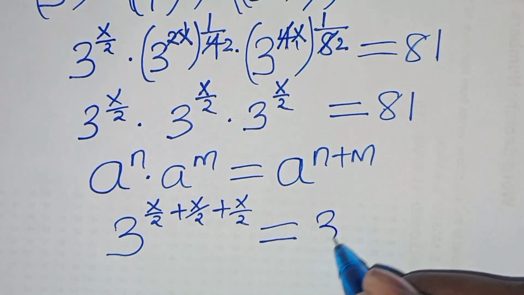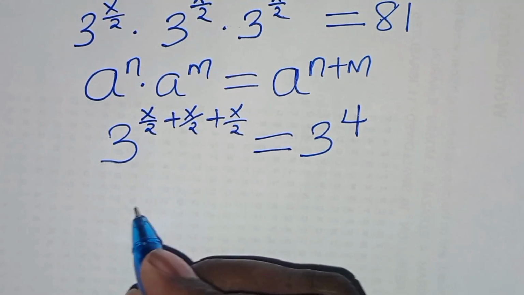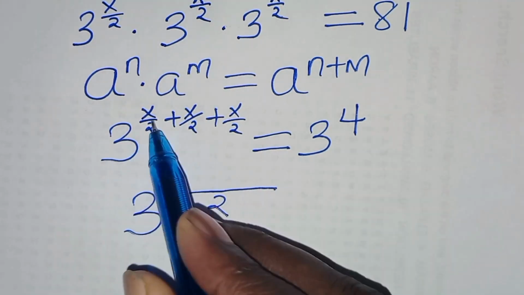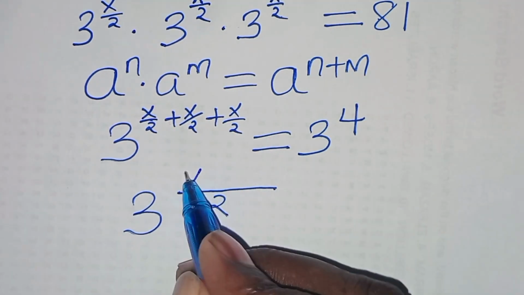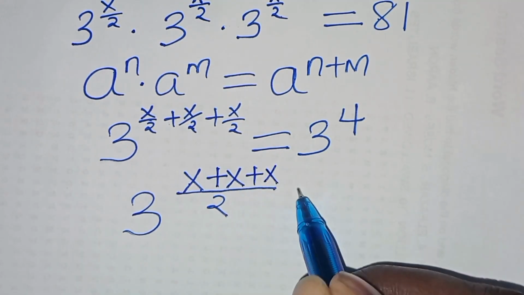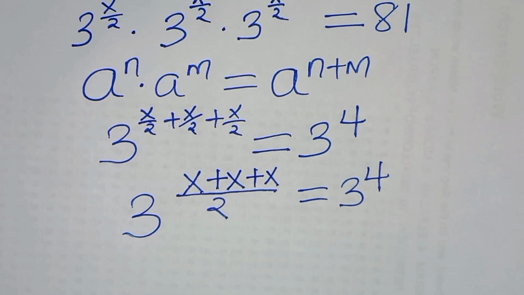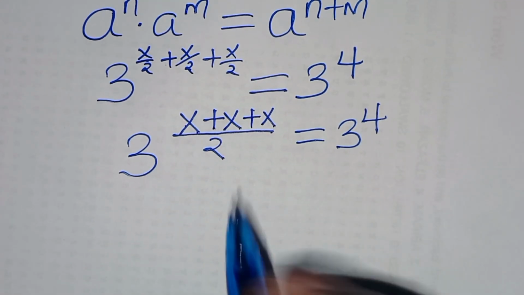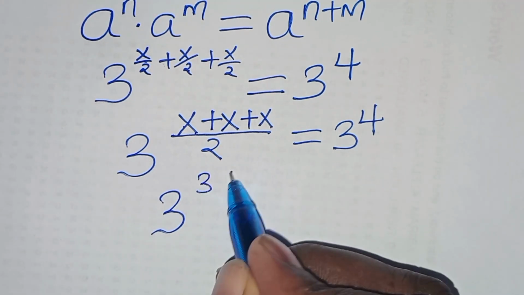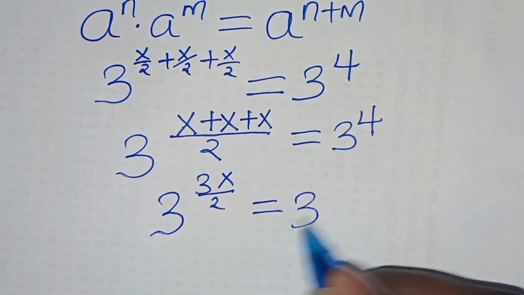We see that 81 is the same thing as 3 to power 4. So here we have 3 raised to power, now the LCM here is 2. So 2 divided by 2 is 1, 1 times x is x, then plus x, then plus x. This is equal to 3 to power 4. So now here we have 3 raised to power 3x over 2. This is equal to 3 to power 4.